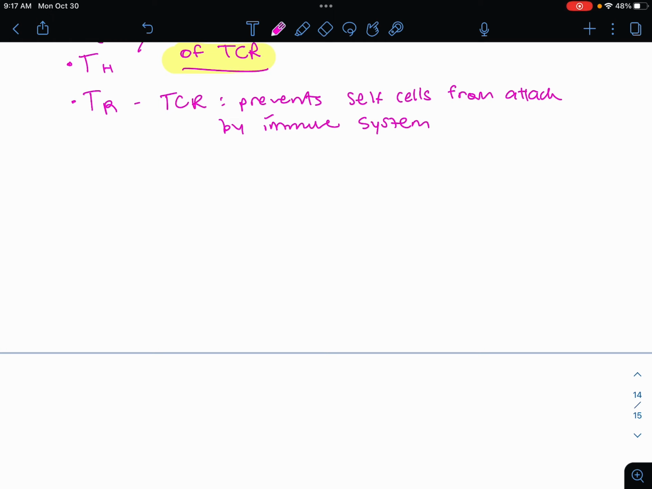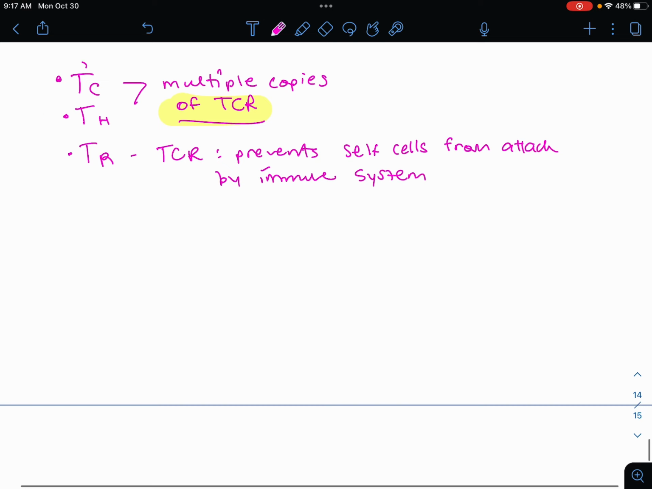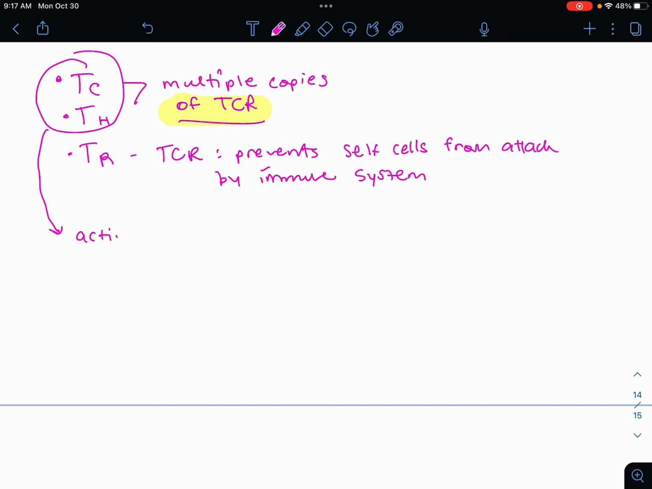Alright, let's talk about the activation of the cytotoxic and then the helper cells. So these need to be activated before they can multiply. They're going to be activated by the dendritic cells. Then once they activate, that's going to cause proliferation and differentiation.